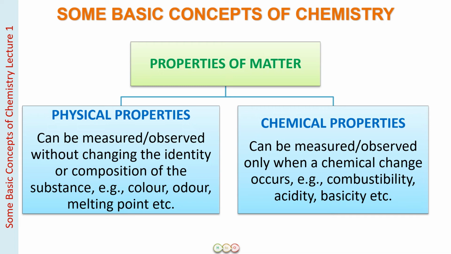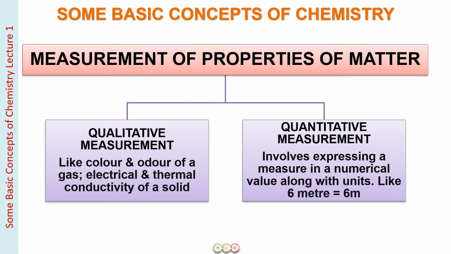Okay. So now we are going to learn how we measure these properties. We can measure these properties qualitatively as well as quantitatively. By qualitative measurement, we mean noting down the color, the odor of a gas, whether a solid is electrically conductive, thermally conducting or not. So these are the qualitative measurements. But in this course, we are not going to be concerned with the qualitative measurements of the properties of matter, but with the quantitative measurements.